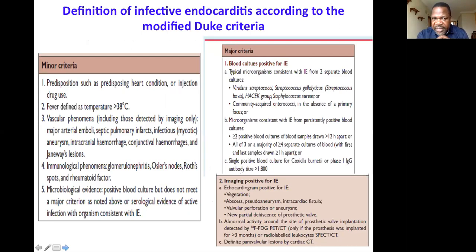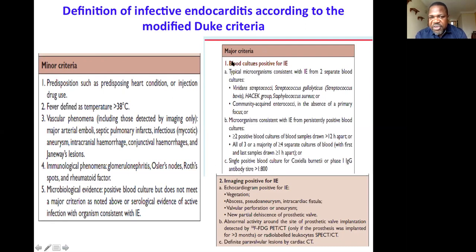Now, how do we make the diagnosis of infective endocarditis? We use what we call the modified Duke's criteria. The modified Duke's criteria has major criteria, and we have two big major criteria. One is related to blood culture, which should be positive for infective endocarditis. And the second is imaging techniques, which should be positive for infective endocarditis. And we have 5 minor criteria.